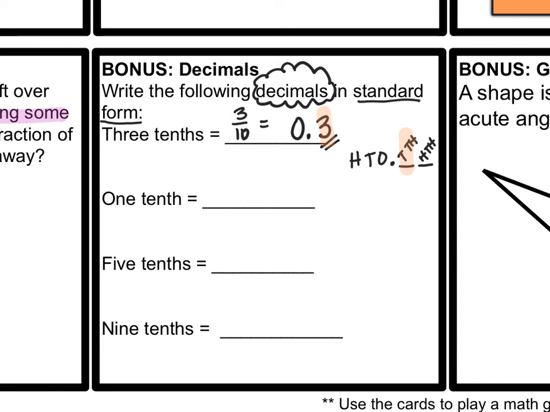So 1/10 is the same thing as 1 out of 10, or 0 decimal with a 1 in the tenths place. 5/10, it would be a 0 decimal and a 5 in the tenths place. 9/10 would be a 0 decimal and that 9 in the tenths place as well.